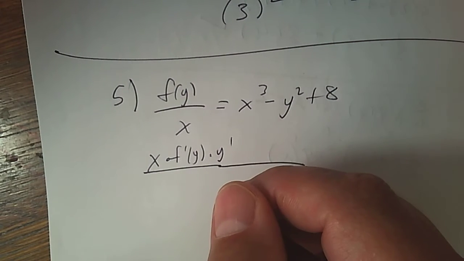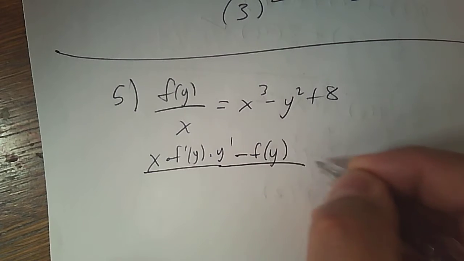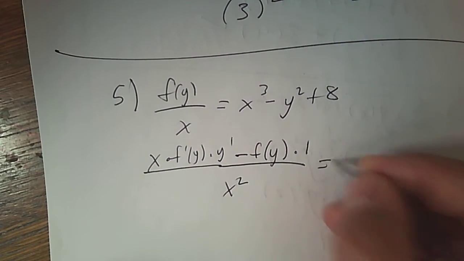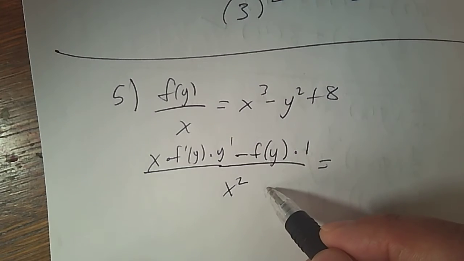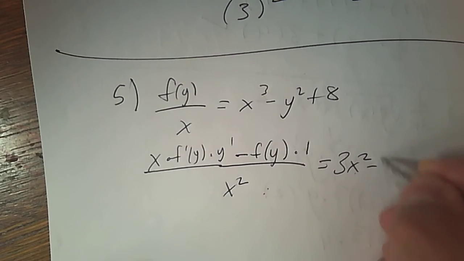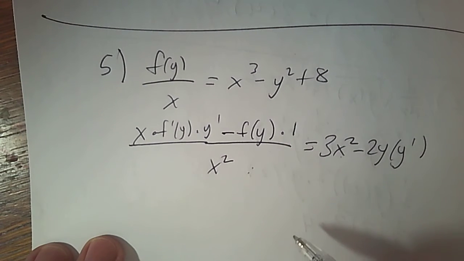Subtract the top times the derivative of the bottom, and then the bottom squared. So even though it looks pretty harmless, there's quite a bit to the derivative when it's a quotient rule. On the right, we have 3x squared minus 2y, but it needs a y prime, and then 8, the derivative is 0. So the tricky part was the left part.